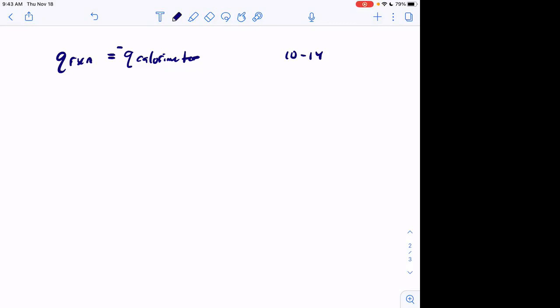It's opposite sign, right? Easiest way to think about it is you've got a coffee cup with water in it, and you have a reaction going on there. And if it's exothermic, that means that reaction's giving off energy, giving off heat, and it's absorbed by the water, which is our calorimeter. The same amount that's given off is going to be absorbed, right?